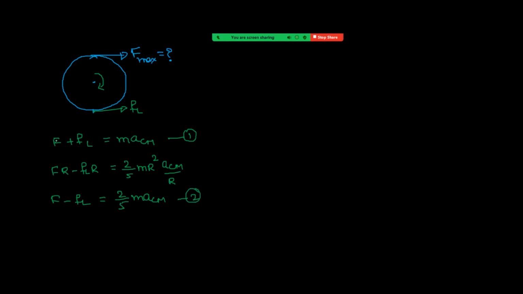Now simplify. We want to calculate F, so let us add the two equations. Then F_L gets cancelled. 2F is equal to 1 plus 2 by 5, that is 7 by 5, into M a_cm. Now in the place of M a_cm, I take the first equation and write 10F by 7. Cross check once: M a_cm replaced by 10F by 7. So 10F by 7 minus F, that is 3F by 7.